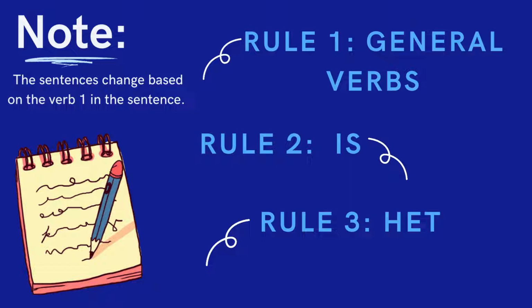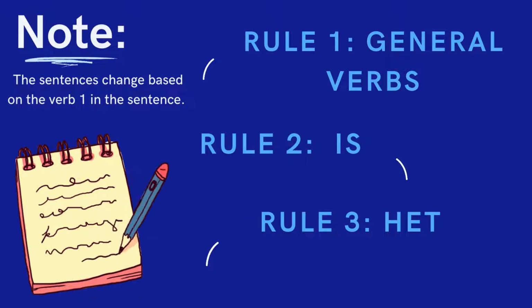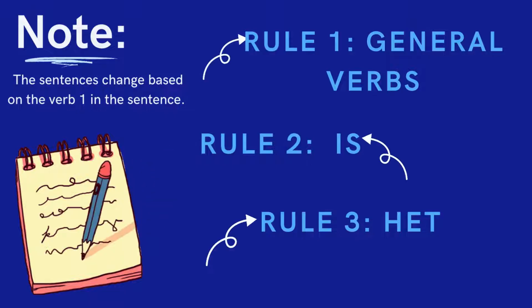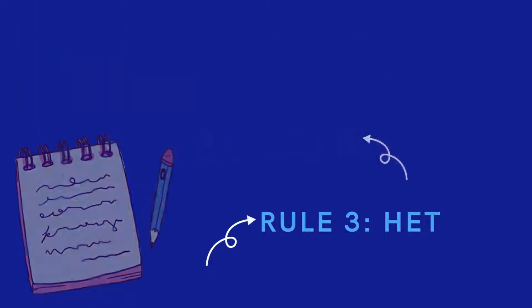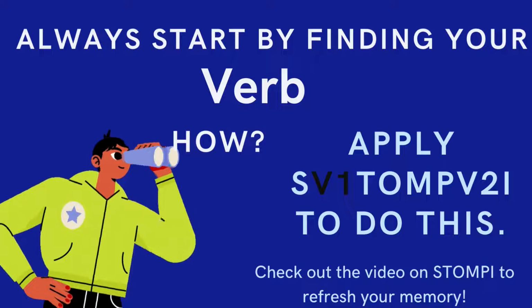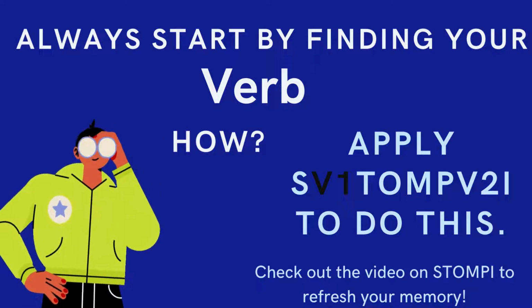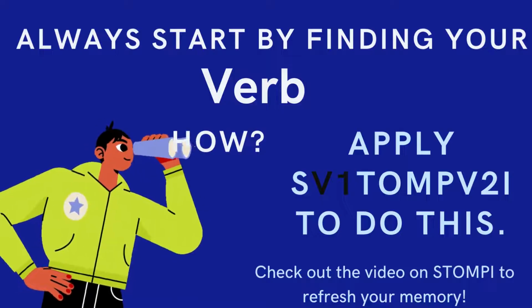To change a sentence to Verlede Tyd, always start by finding the verb. How do we find our verb? By applying the Stompie rule. Stompie tells us the correct word order for a sentence. According to Stompie, your verb is always found directly after the subject.